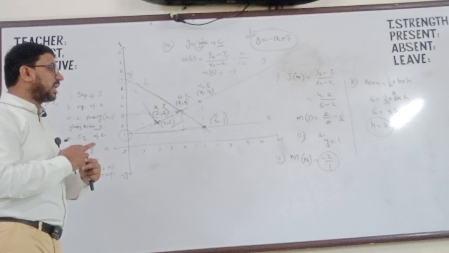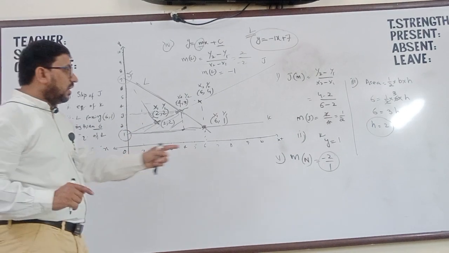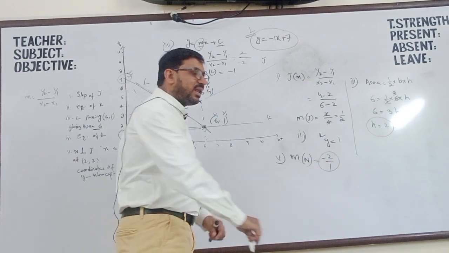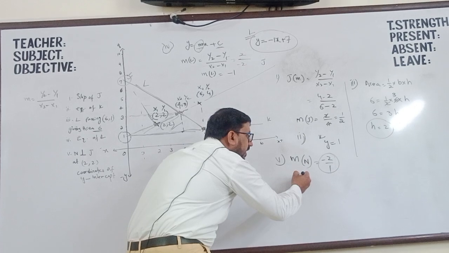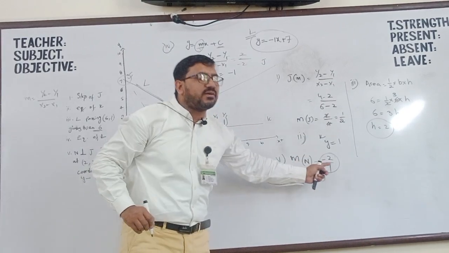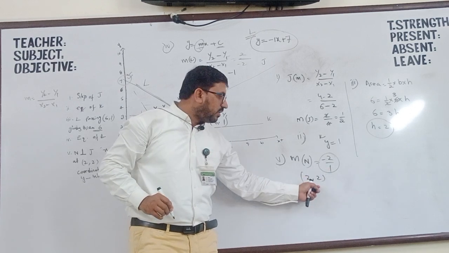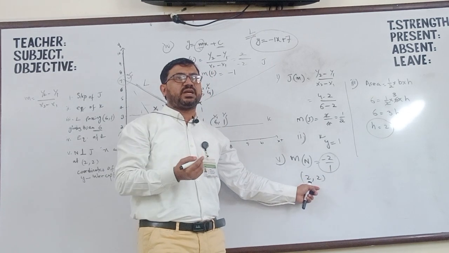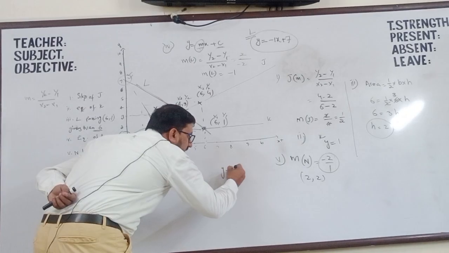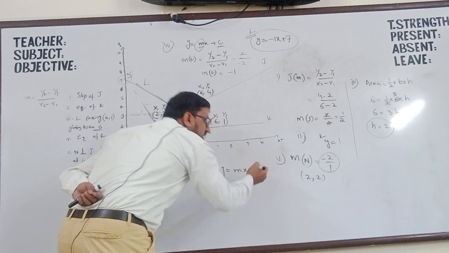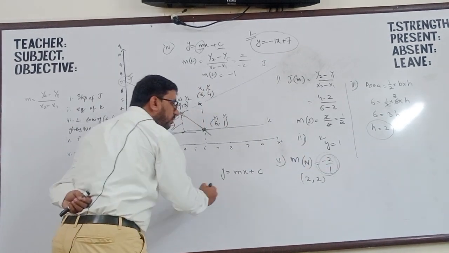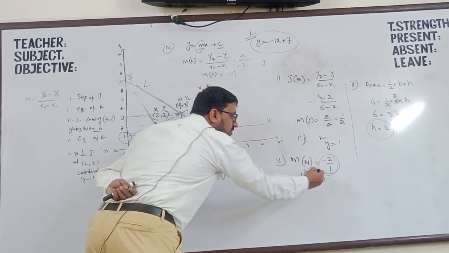So we just need to collect the data whatever we have. For line N, we have slope negative 2 by 1, and we have the coordinates (2, 2). So we have two things, the slope and the coordinates. Can we find the y-intercept? What is the equation of a straight line? It is y = mx + c. Substitute the values: m is negative 2, x is 2, y is also 2.